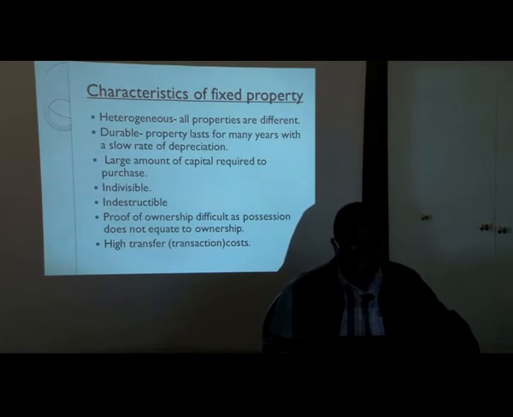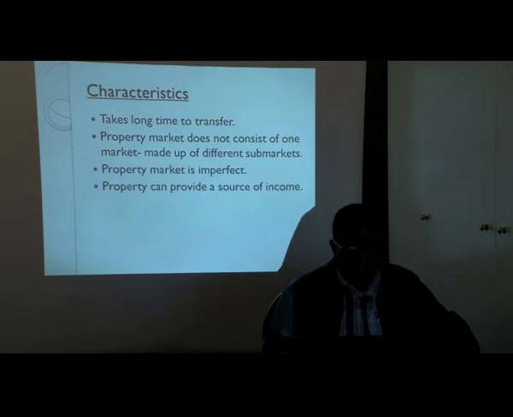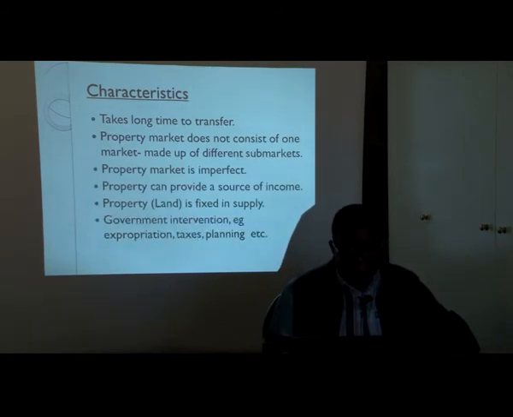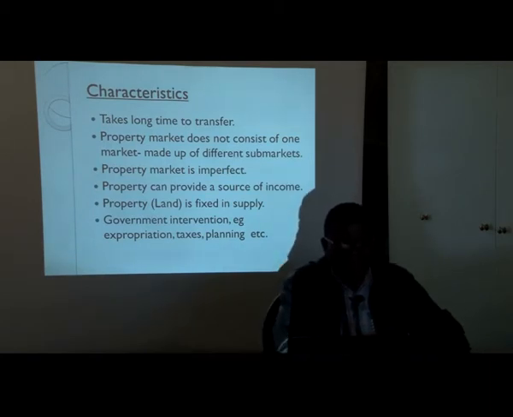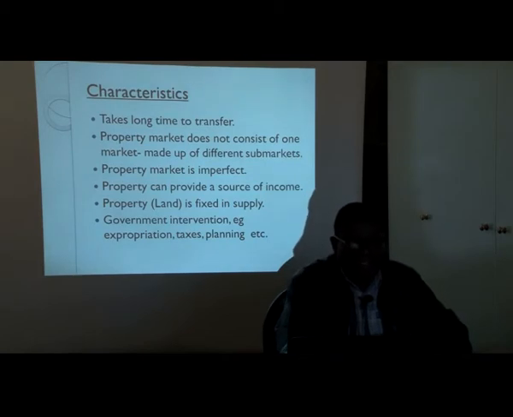So characteristics of fixed property, please, let's remind ourselves on those many different characteristics. One of the most important characteristics that I like about real property is bullet number 3. The property market is imperfect. Let me hear from you, since we are revising. What is our understanding of a perfect market? And why is the property market said to be imperfect?